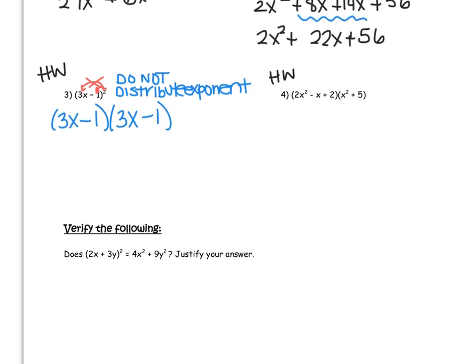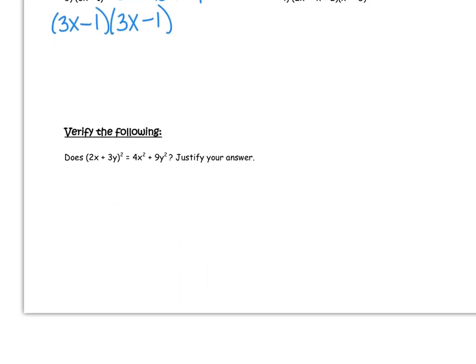And last but not least, I want you to verify the following. I would like you to answer the question: does (2x plus 3y) squared equal 4x squared plus 9y squared? And when you see justify your answer, the word justify means to show math. So I want you to show some math to prove or disprove.